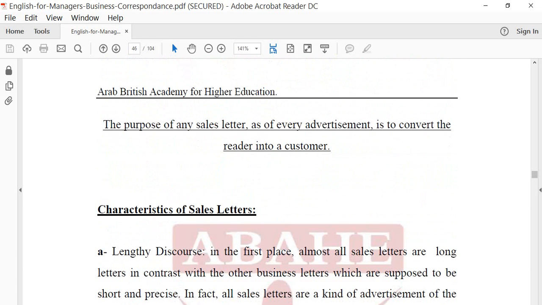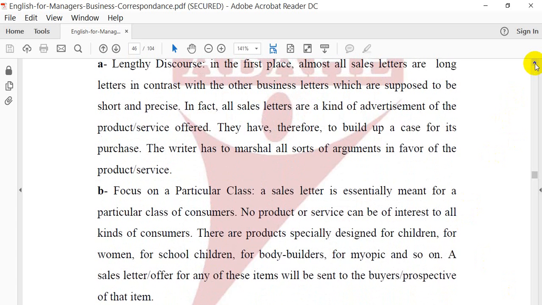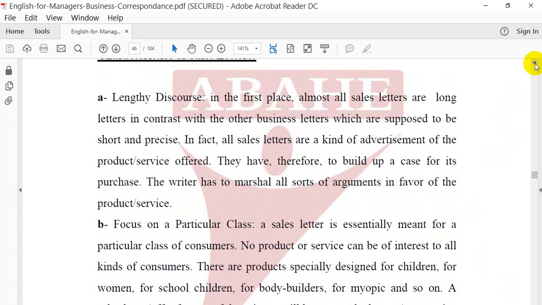Let's explain the characteristics of sales letters. We have many characteristics, and the most important of them, let's start with the lengthy discourse. What does lengthy discourse mean here? Let's talk about this point to understand how the writer can be successful in his sales letter. For example, you are going to write a letter. What do you have to write?